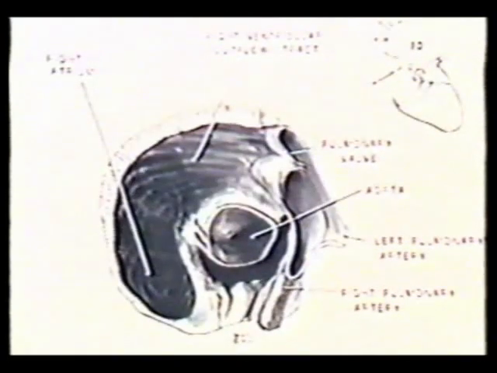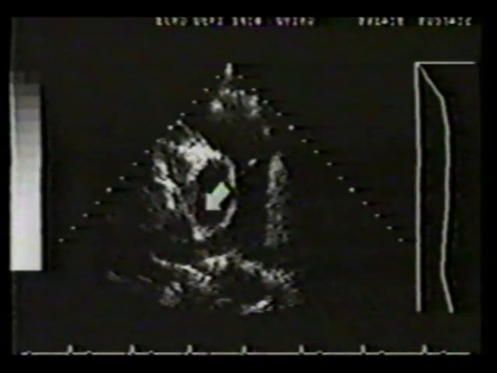Tilting the transducer superiorly, we reach the level of the pulmonary artery bifurcation. The aortic root above valve level is seen in short axis. Beyond the pulmonary valve, the main pulmonary artery is visualized in its entirety, and here is the bifurcation into the right and left pulmonary arteries.